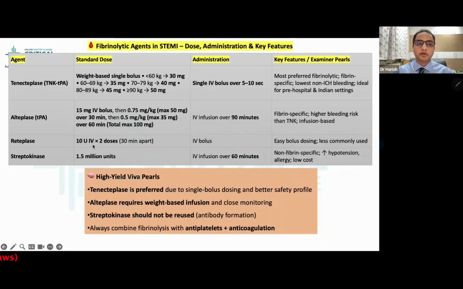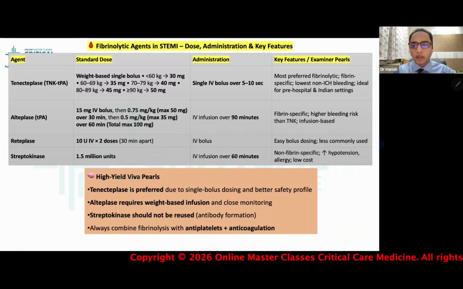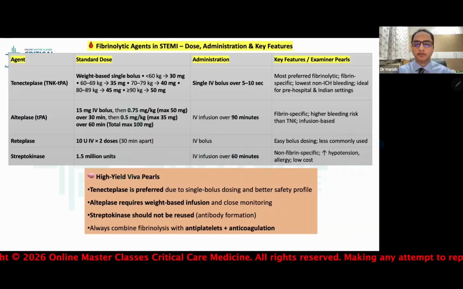So reteplase, 10 units IV in 2 doses, 30 minutes apart, given as IV bolus. So easy bolus dosing is possible, but it is less commonly used. Streptokinase, 1.5 million units as an infusion over 60 minutes. It is fibrin non-specific. Increased risk of hypotension, allergy. Even though it is low cost, there is an increased risk of bleeding.